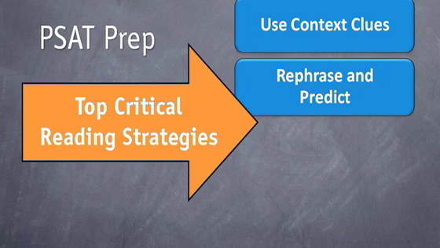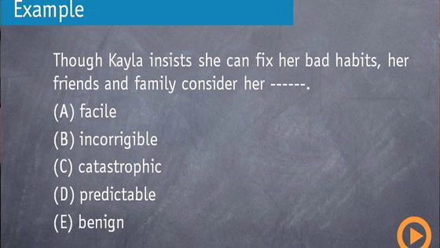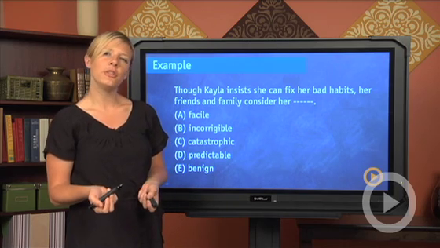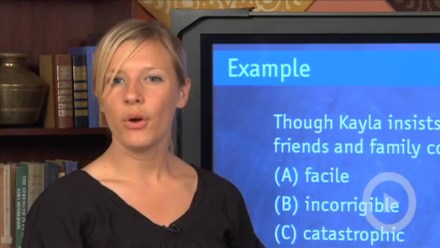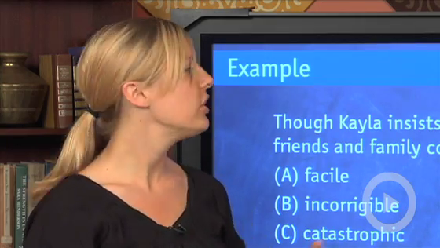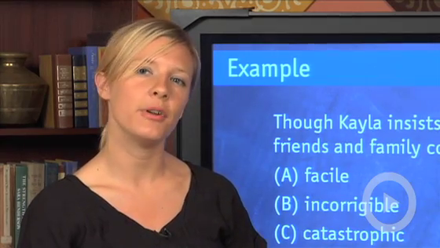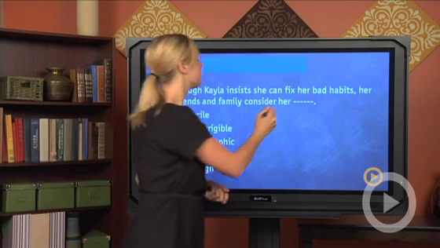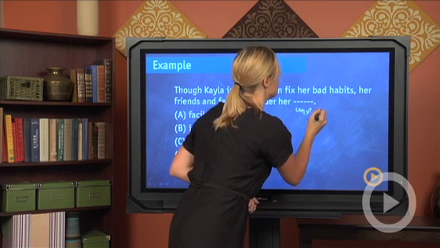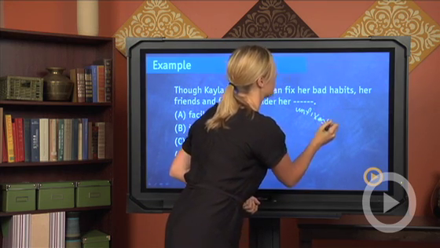Rephrase and predict. This works really well for passage-based questions and sentence completion questions. Let's take a look at what I mean. Though Kayla insists that she can fix her bad habits, her friends and family consider her blank. Well, what should go in the blank? Let's predict a word. You can do this with sentence completion questions, or if you're reading a question in the passages, you can oftentimes rephrase the question and predict. So, though Kayla insists she can fix her bad habits, her friends and family consider her, let's say, unfixable. I know it really doesn't make much sense in SAT land, but this is basically the gist of what we're trying to go for.